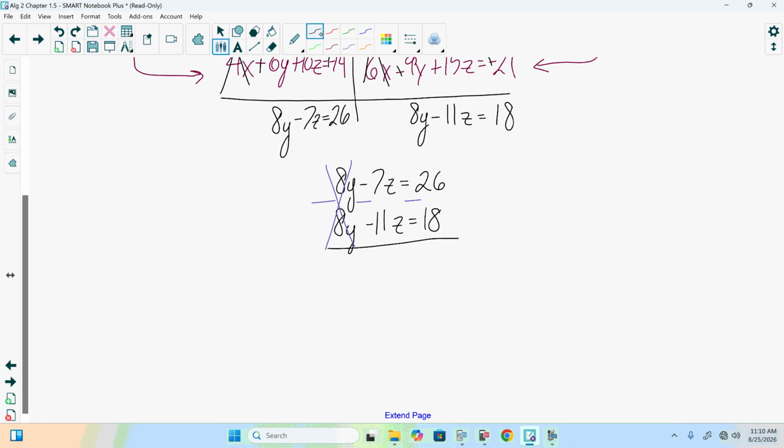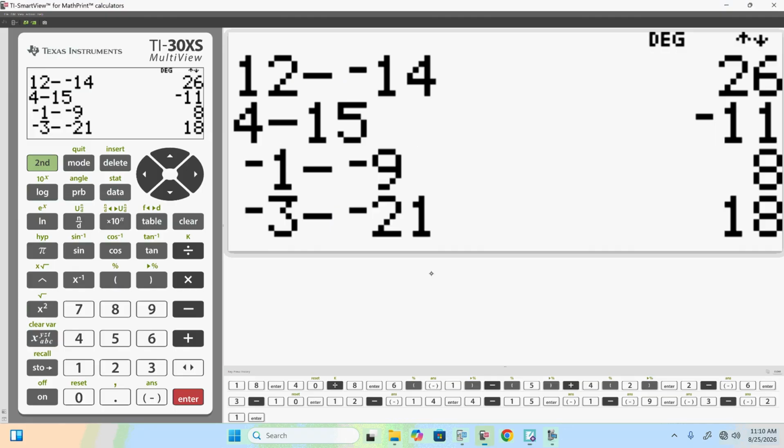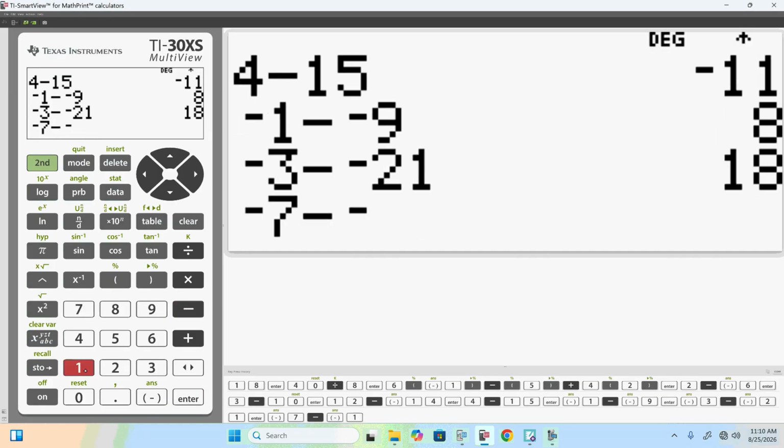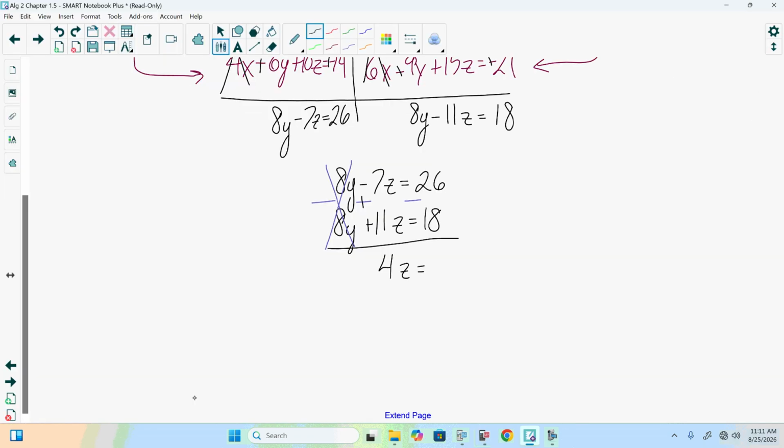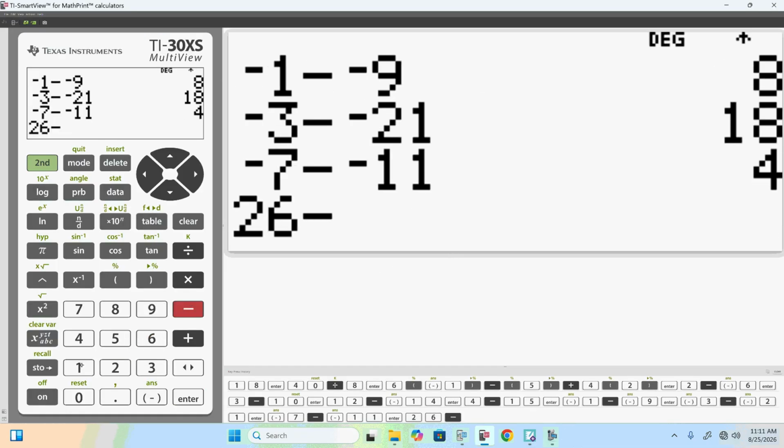Negative 7z minus negative 11z. Negative 7 minus negative 11. The negative and negative would turn the 11z positive. So negative 7 plus 11, 11 minus 7 would be 4z. Negative 7 minus negative 11, positive 4z. 26 minus 18 would be 8. 26 minus 18 is 8.